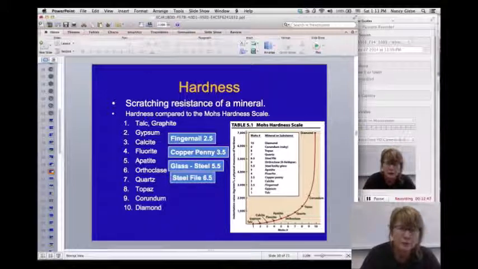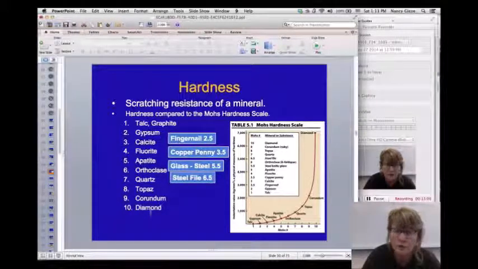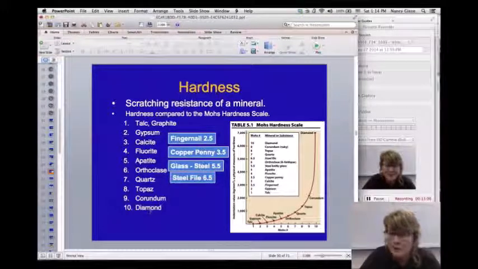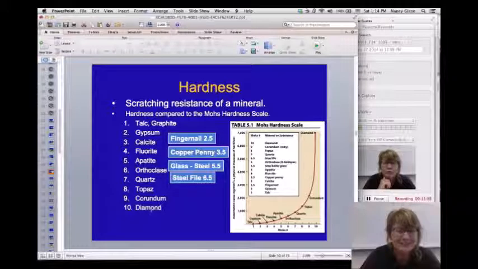So for example, the minerals talc and graphite are really soft minerals, so you can easily scratch them. But diamond is the hardest known mineral. It has a hardness of 10, so none of these other minerals can scratch diamond. You can use a diamond to scratch anything else. We do not have any diamond samples for this class.